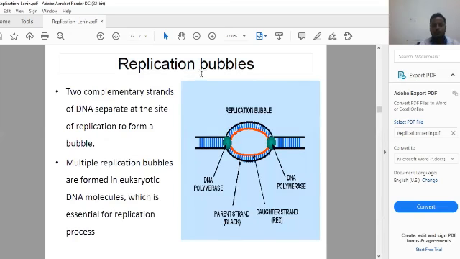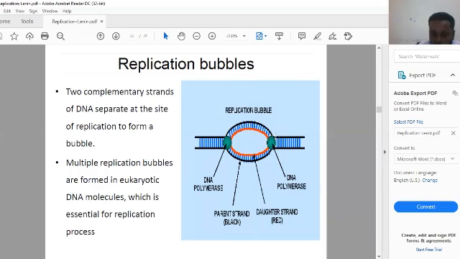Now you can see the replication bubbles. What are replication bubbles? The two complementary strands of the DNA separate at the site of replication to form the bubbles. This is the site of replication, and it looks like a bubble. Multiple replication bubbles are formed in the eukaryotic DNA molecule, which is essential for the replication process.